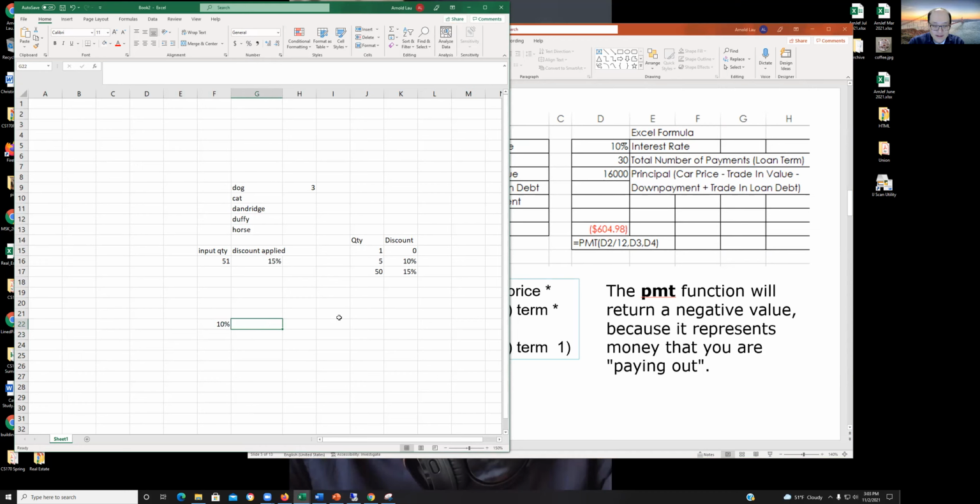So 10% interest rate, and we have 30 as the loan term. It doesn't really tell you what units we're talking about, but essentially we're talking about months here. And that's something you need to pay attention to, because you need to make sure that whatever units you are using for the payments, the interest rate is in line with that, okay?